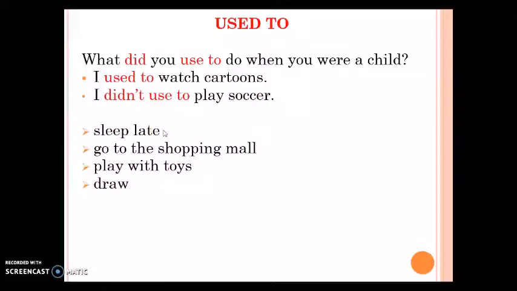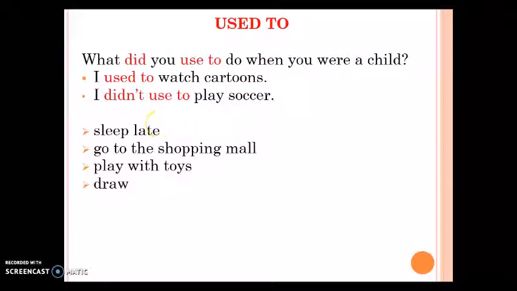Please write them on your notebooks. I used to sleep late. Or I didn't used to sleep late. Aquí tenemos dos formas. Puede ser tanto afirmativa como negativa. Entonces vamos a ir haciendo oraciones dependiendo de lo que aplique para cada persona.